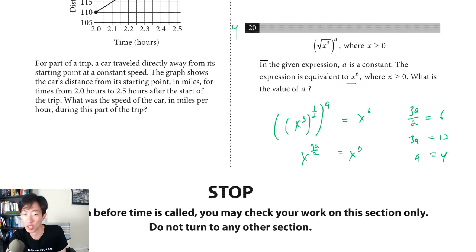So really just remember that this radical sign is a symbol. It does mean square root. Square root in exponential form means you're raising it to the 1/2 power.